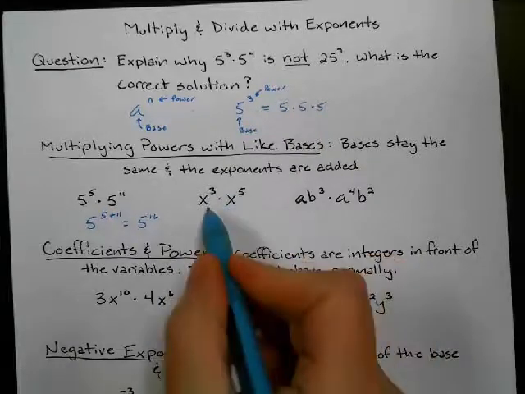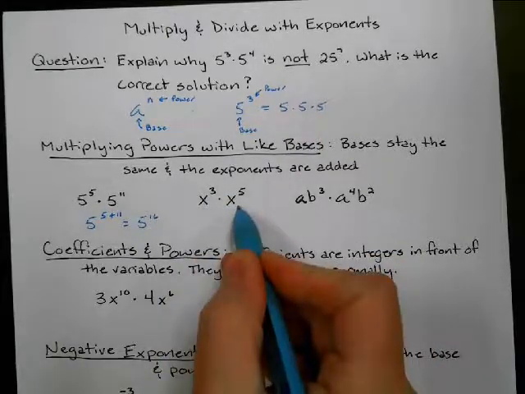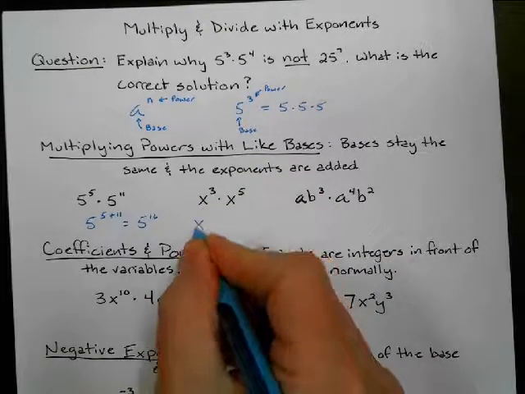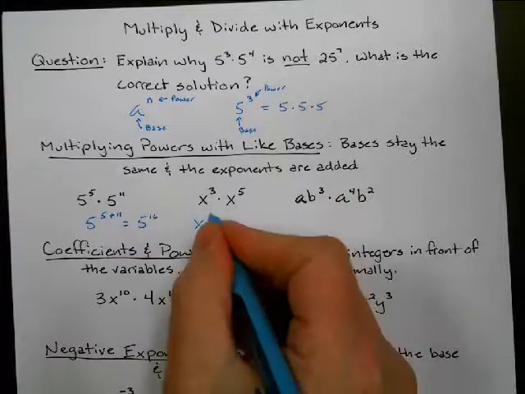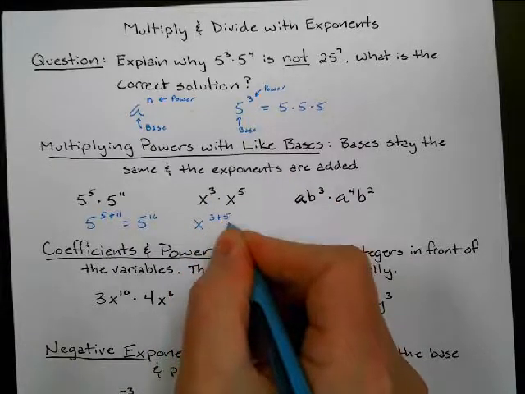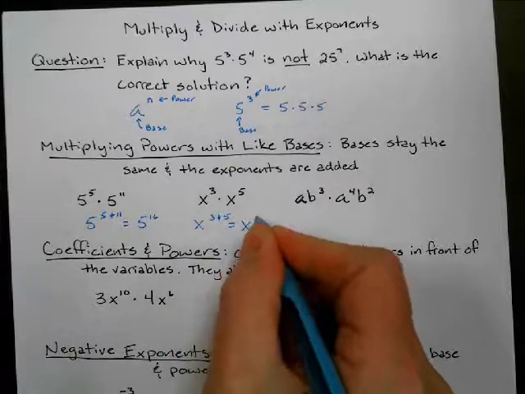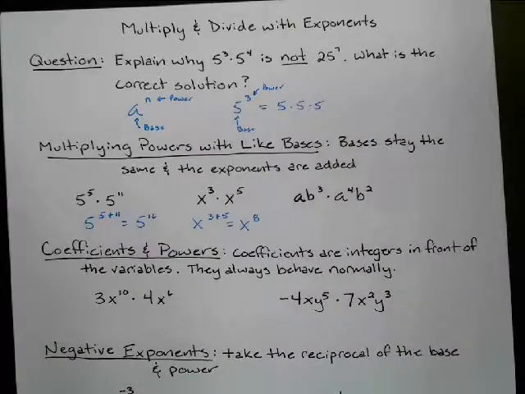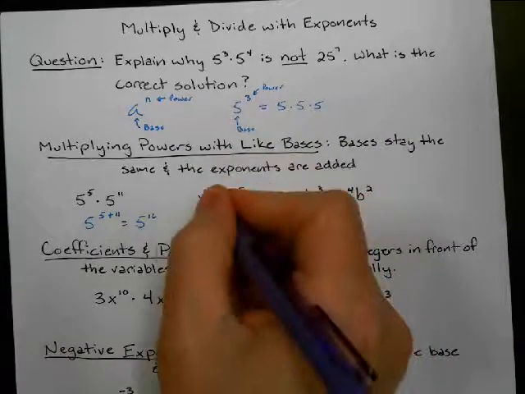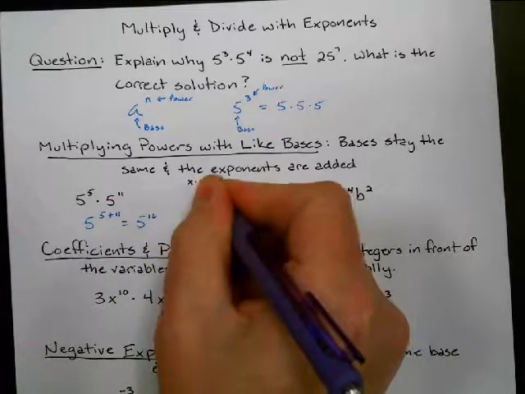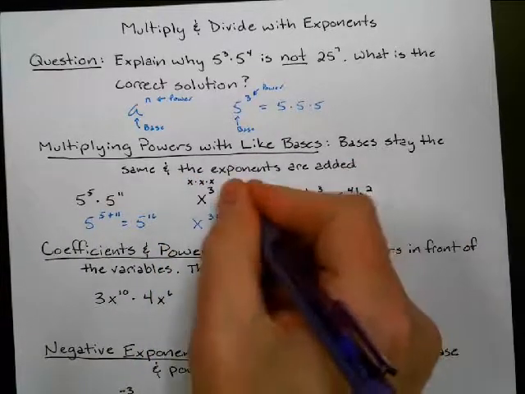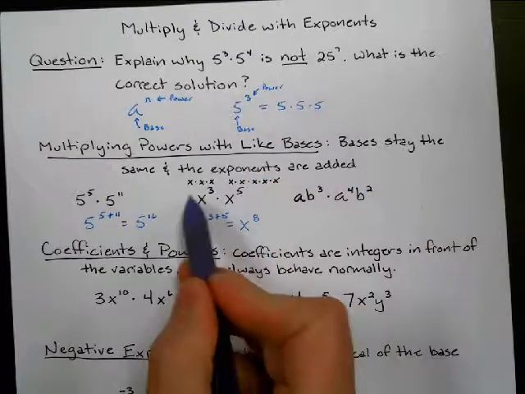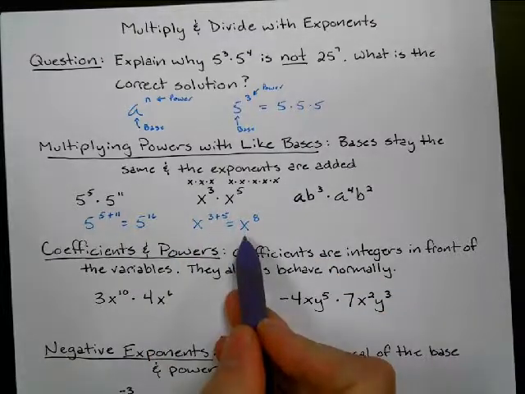Okay, next one. My base is x. These are both bases of x. So those are like bases. So the bases stay the same. And the powers add together. 3 plus 5. This would be x to the 8th. Remember, you can always expand these if you forget what the rules are, because x to the third is x times x times x, and x to the fifth is x times x times x times x times x. And how many x's do we got? We got 8 of them. That's what this is saying, x to the 8th power.